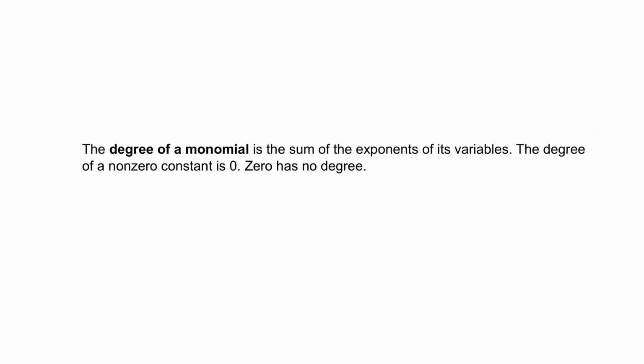The degree of a monomial is the sum of the exponents of its variables. The degree of a non-zero constant is 0, and 0 has no degree.